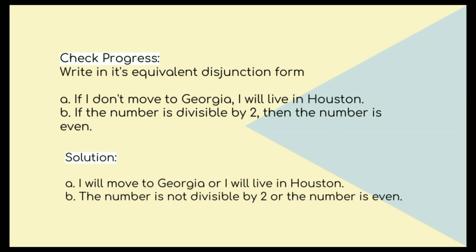So for letter A, our antecedent is if I don't move to Georgia. We have to change it from I don't move to I will move to Georgia. The same as for letter B. Our antecedent for letter B is if the number is divisible by 2. We have to change it into the number is not divisible by 2 or the number is even.